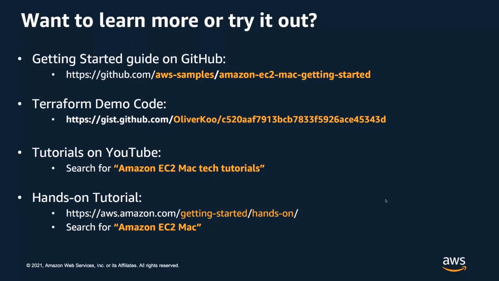If you want to learn more about EC2 Mac instances or even try them out, we do have a Getting Started guide on GitHub under the AWS Samples organization. It's called Amazon EC2 Mac Getting Started. Please check it out. It has a lot of great information about the platform, about how to allocate and launch an instance in your own account. The demo code that Oliver shared is also on GitHub in a gist for the Terraform piece.